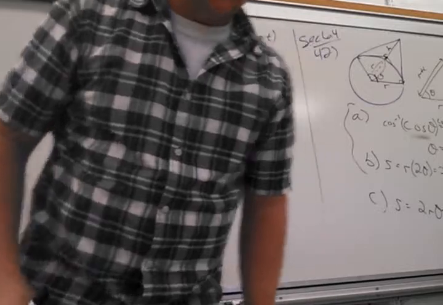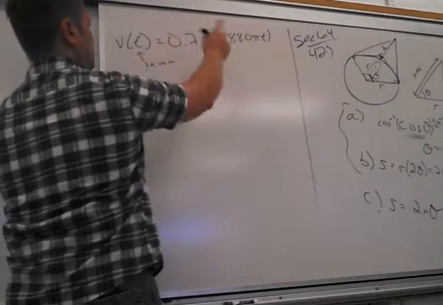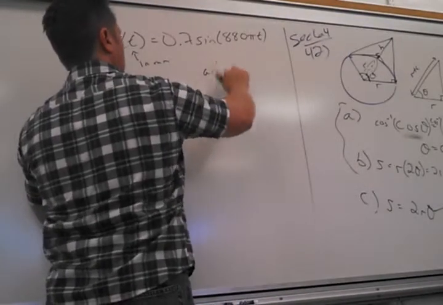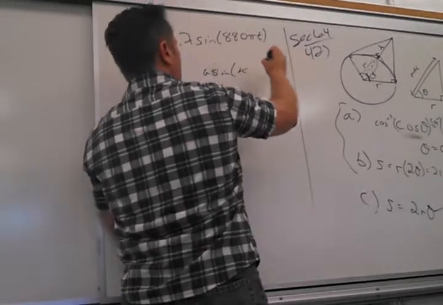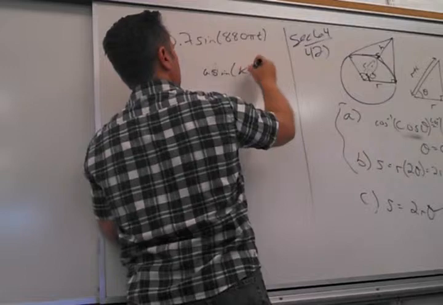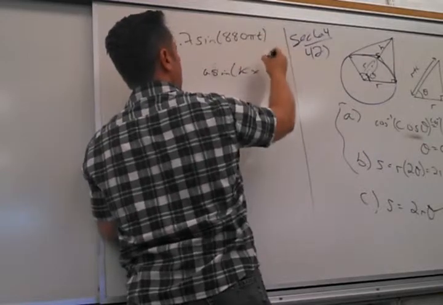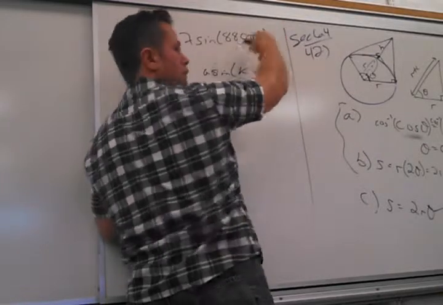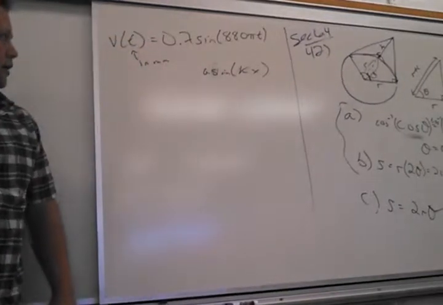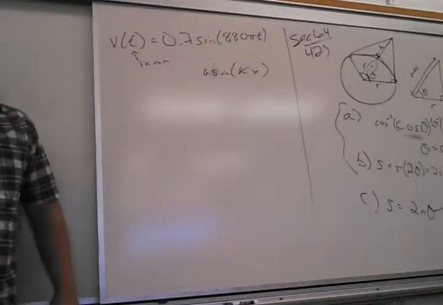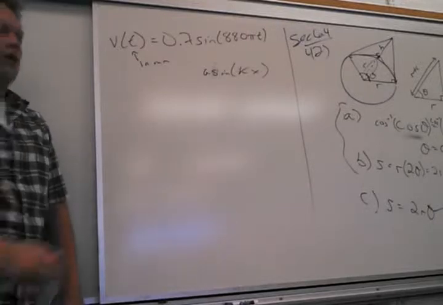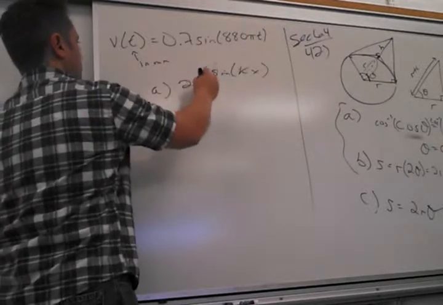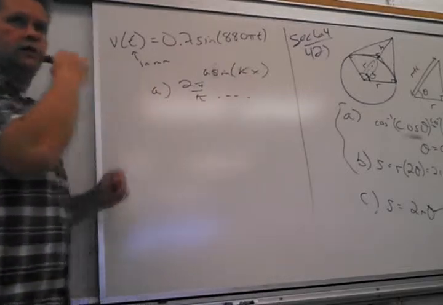Find the period of the vibration. So in general, if I have A sine Kx, and there's no phase shift in there, right? So you just look at that. How do you find the period? You use K. It's 2 pi, so part A is just 2 pi divided by K. That should be easy enough, right?